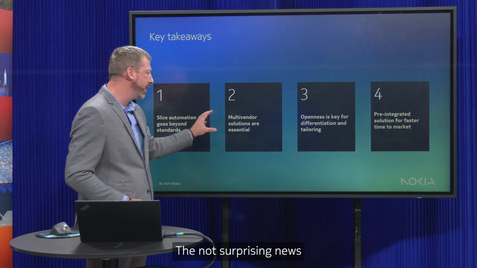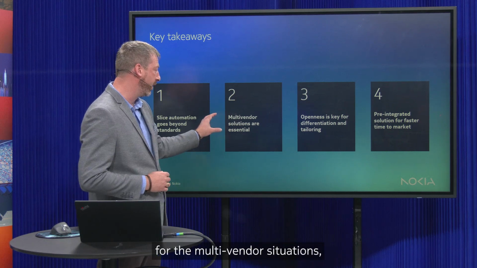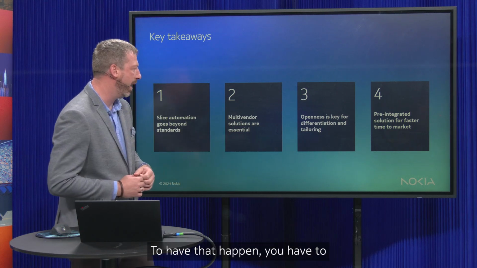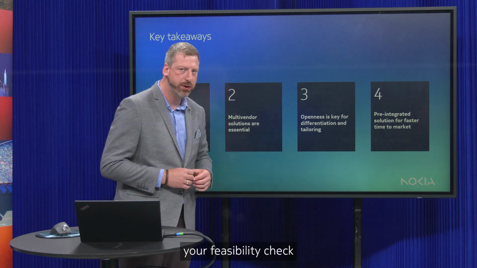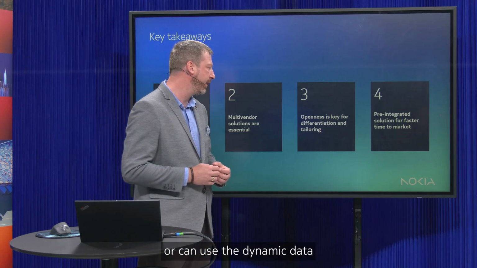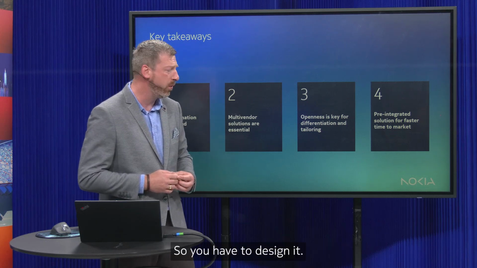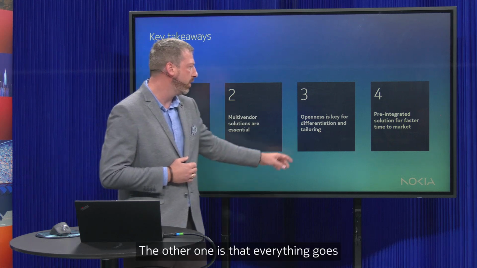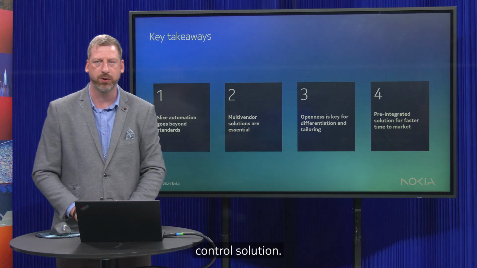The not surprising news is that we have multi-vendor environments here and there, so we have to be prepared for multi-vendor situations, and we are prepared for that in our solution. You have to plan your feasibility check, because you can use the static data from the UIV database or the dynamic data from the assurance center. It's up to you how to design that, but openness is key, so you have to work in a collaborative mode. The other takeaway is that everything goes pre-integrated in our Nokia Core Slice controller solution.